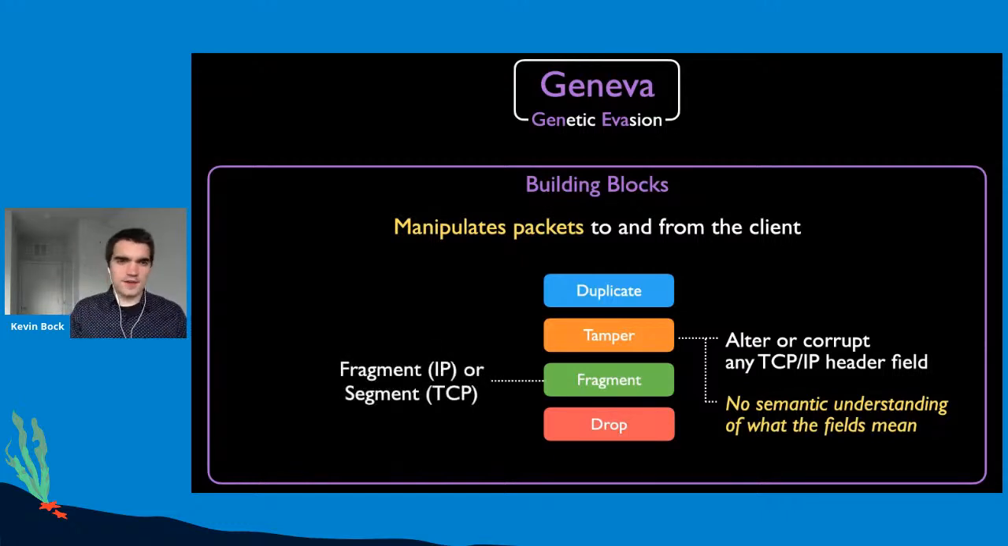So the second thing to call out is fragment. It does double duty here. At the IP layer, it will do proper IP fragmentation. At the TCP layer, it will do TCP segmentation.